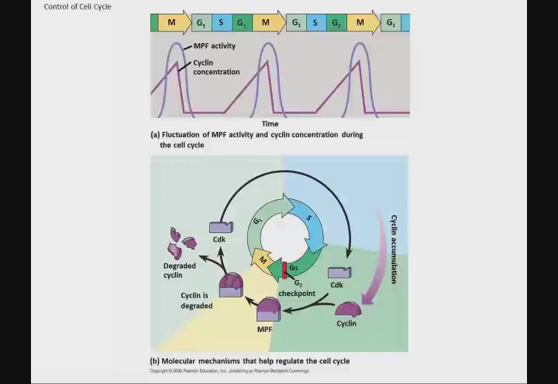Things that would perturb this would be things that say, hey, we're not ready to go into the M phase. So signals from the environment, or faulty DNA replication, or something that says we're not ready to go on. But if everything is working right and the conditions are right, the MPF should peak as we move into the M phase. And then the cyclin would be broken down and reset the clock.